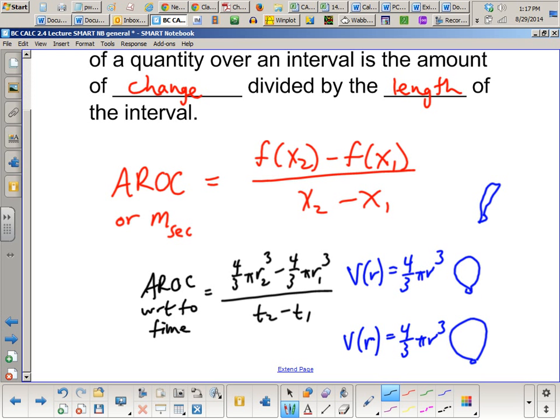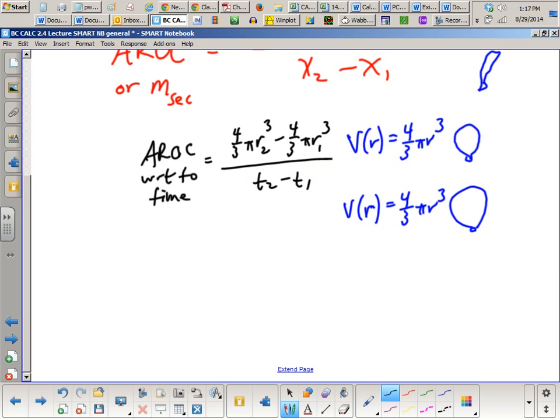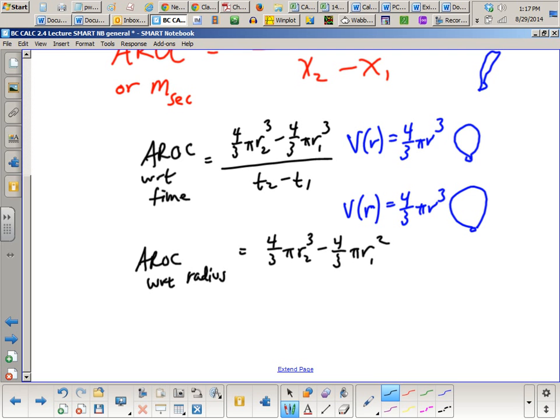Or you could have r2 minus r1 on the bottom if you wanted to do this with respect to radius. So average rate of change with respect to radius. I realize now I didn't have to write WRT. WRT means with respect to. So you could also find average rate of change, finding the difference in the volumes, but with respect to radius, is what I'm saying. So you could do r2 minus r1. It just depends on the question, it depends on what you want to study, but I don't want you to think that everything is measured with respect to time. It's not true.